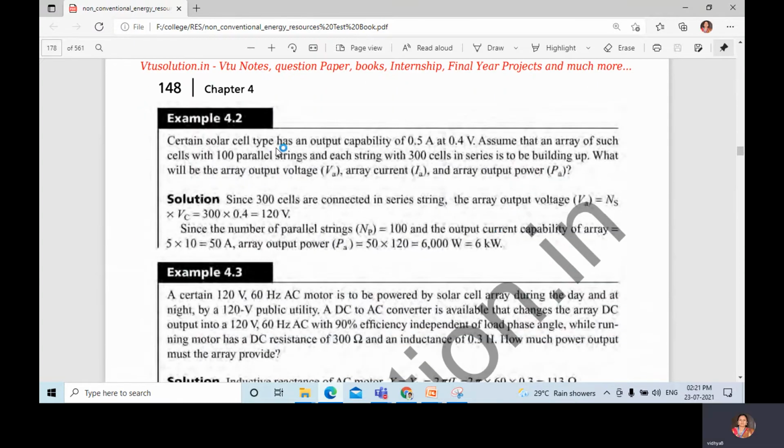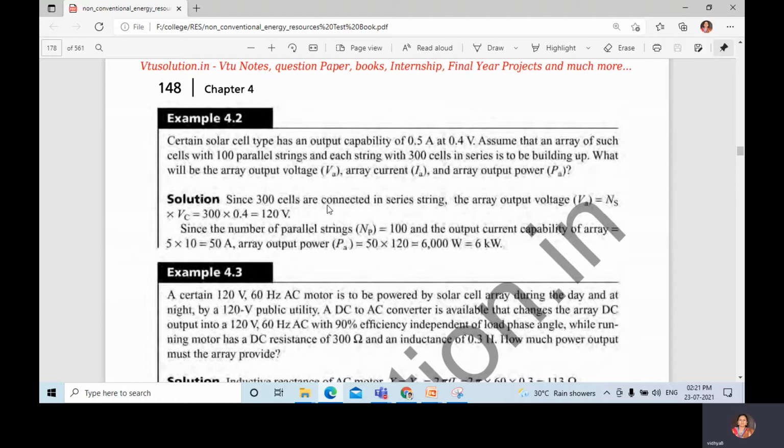A certain solar cell type has an output capability of 0.5 amps at 0.4 voltage. They have given 100 parallel strings, each string with 30 cells in series, to be built up. What will be the array output voltage VA, array current IA, and array output power PA?